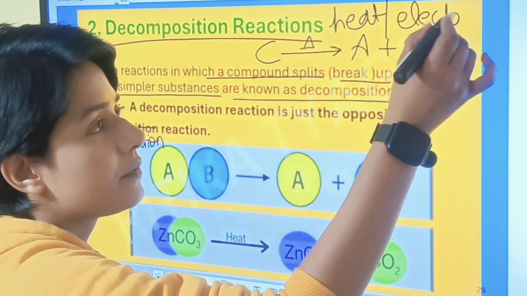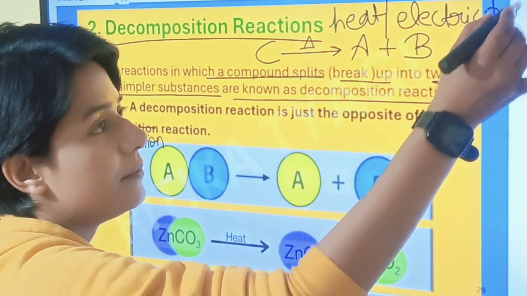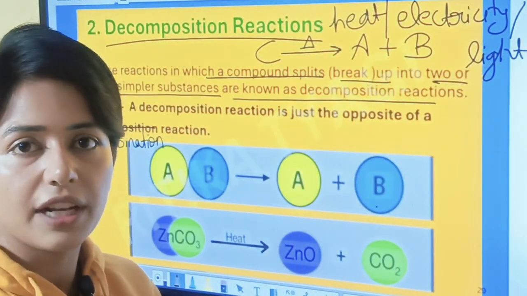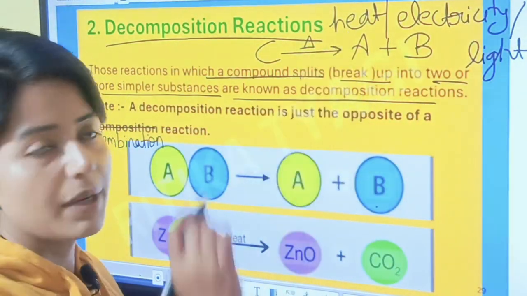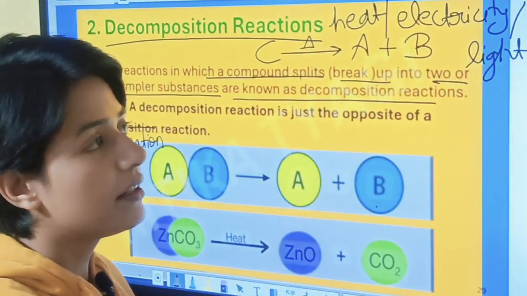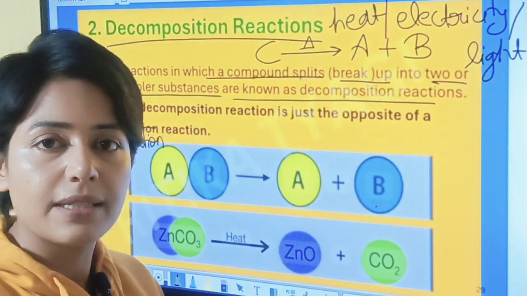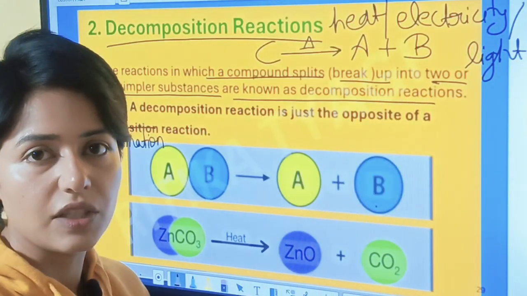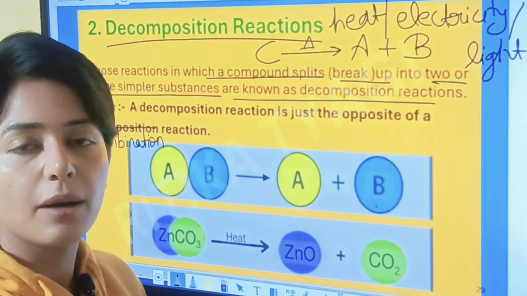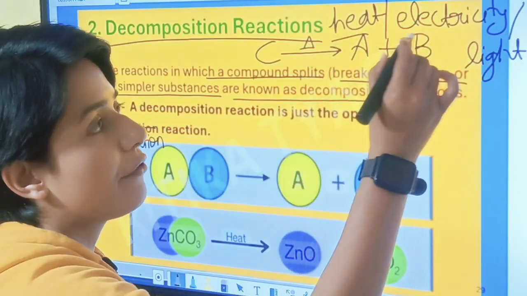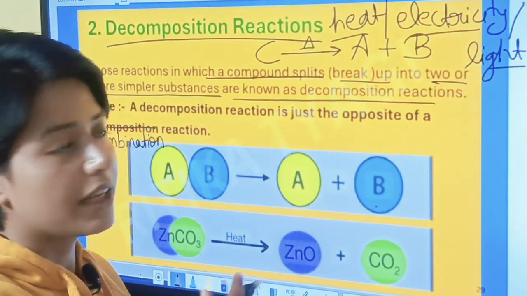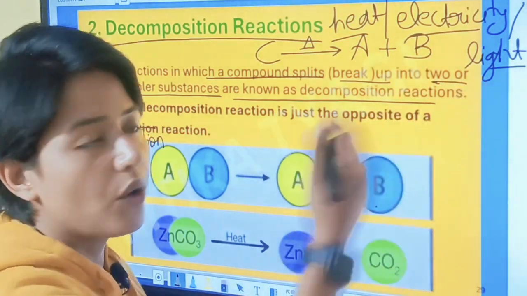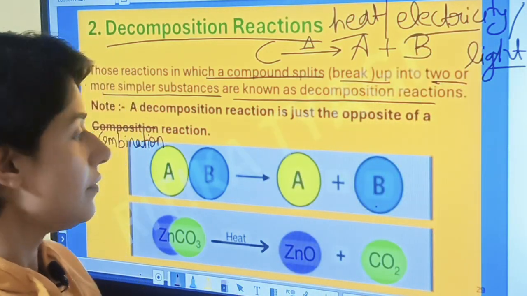electricity or light. On the basis of this, there are 3 types of decomposition reaction, that is thermal decomposition by supplying heat, electrolytic decomposition by supplying electricity, and photo decomposition by supplying light energy. So there are three types of decomposition reaction on the basis of the type of energy we supply for the breaking of the substance. It is thermal decomposition, electrolysis or photo decomposition.